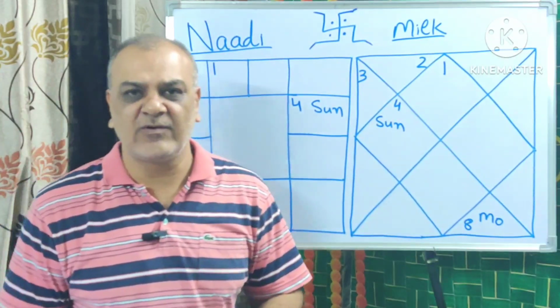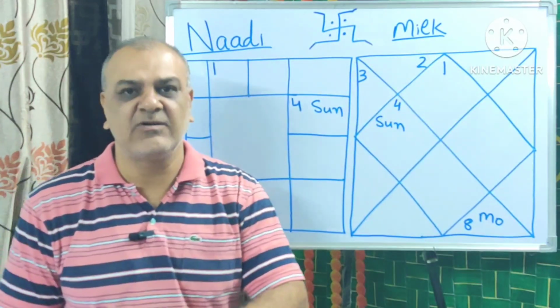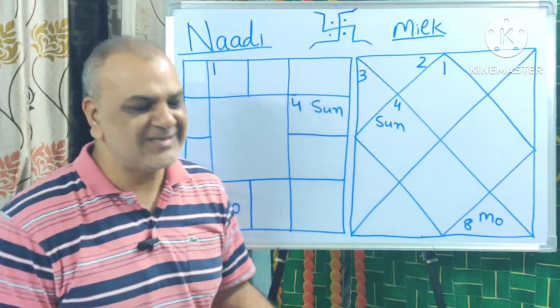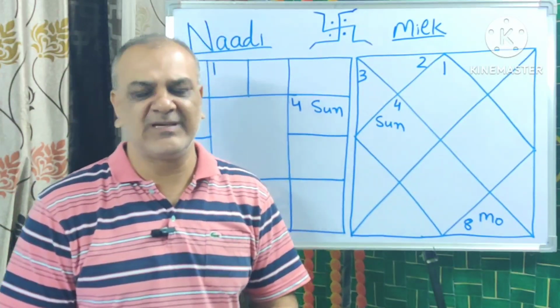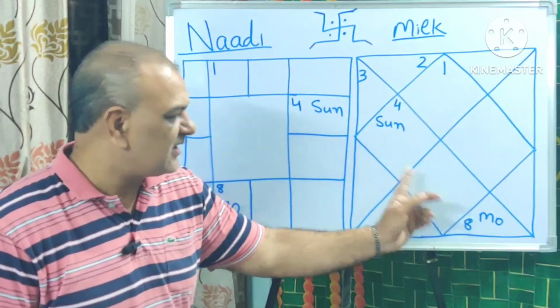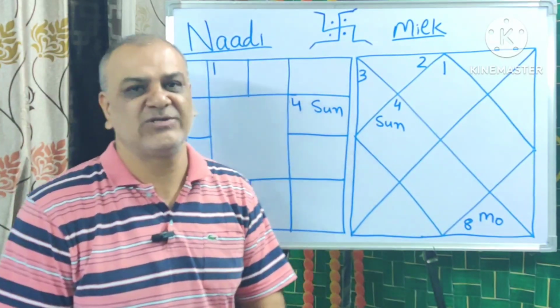He will be very fond of milk, as I have written over there, because Moon is the causative planet of milk. So when you see these combinations, which are like hidden techniques of Bhrigu Nandi Nadi, give these predictions to the native. He will definitely be surprised by your knowledge.